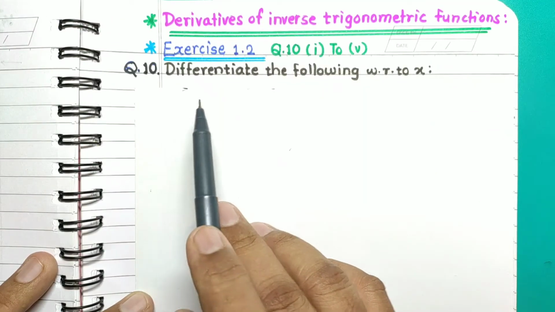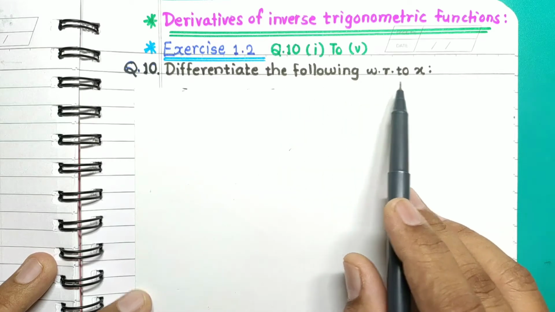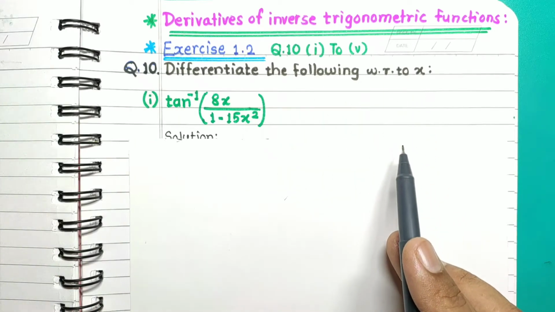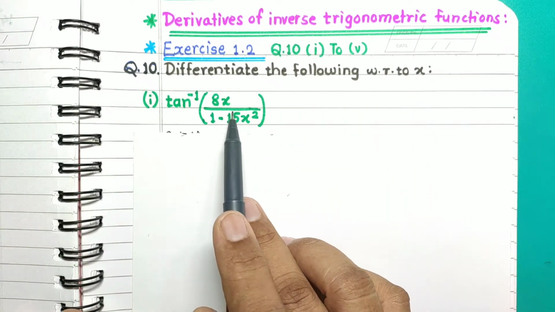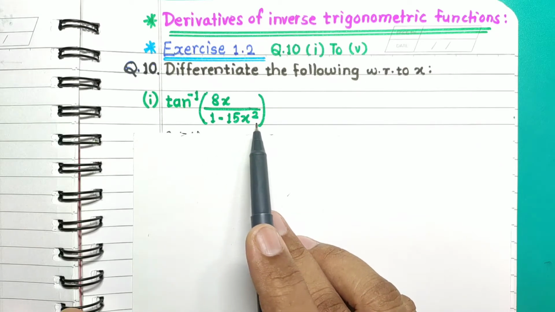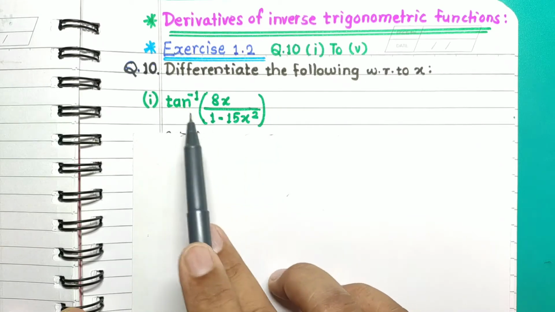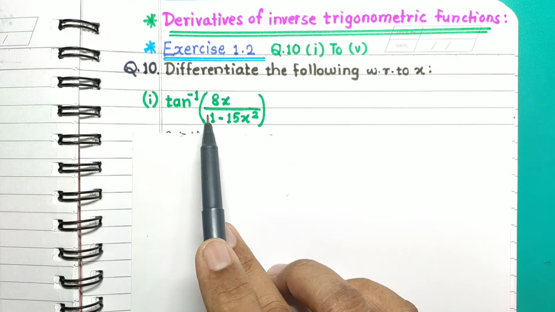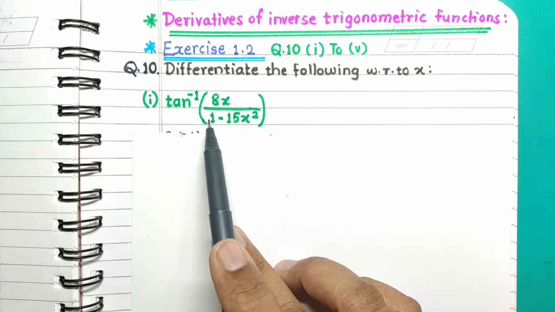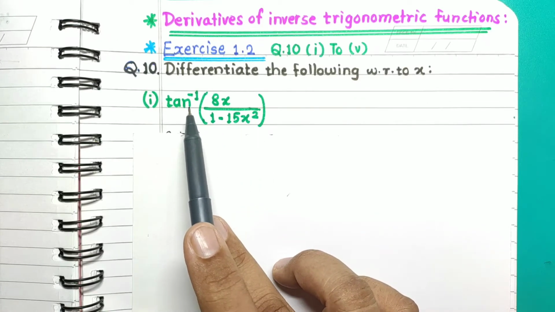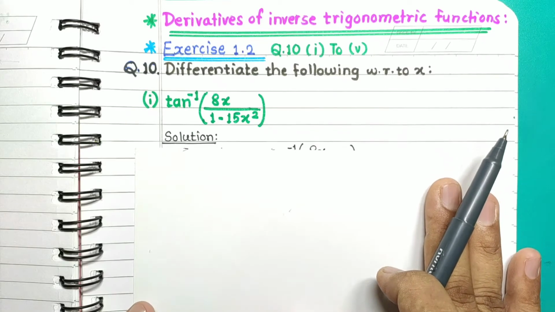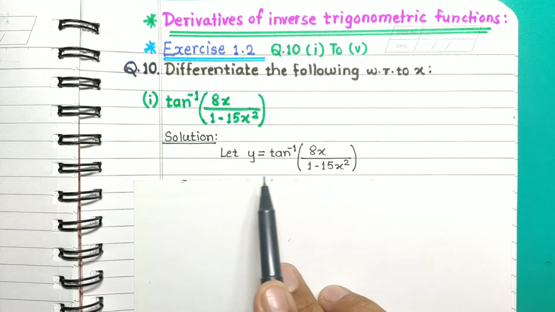See question number 10. Differentiate the following with respect to x. The first given function is tan inverse of 8x upon 1 minus 15x square. We have to differentiate this function. That means we have to find the derivative of this function. So for convenience, let this given function be y and write down the given function.